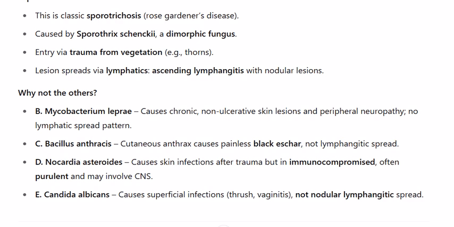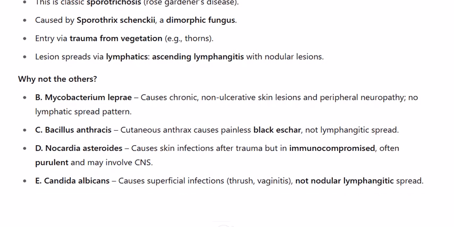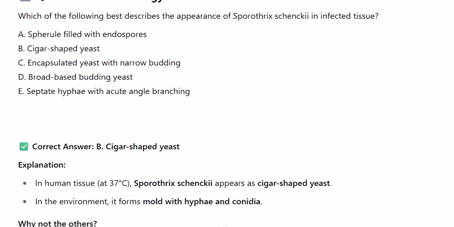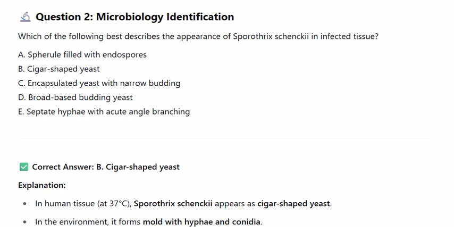Question 2. Microbiology identification. Which of the following best describes the appearance of Sporothrix schenckii in infected tissue? A. Spherule filled with endospores. B. Cigar-shaped yeast. C. Encapsulated yeast with narrow budding. D. Broad-based budding yeast. E. Septate hyphae with acute angle branching. Correct answer B. Cigar-shaped yeast.